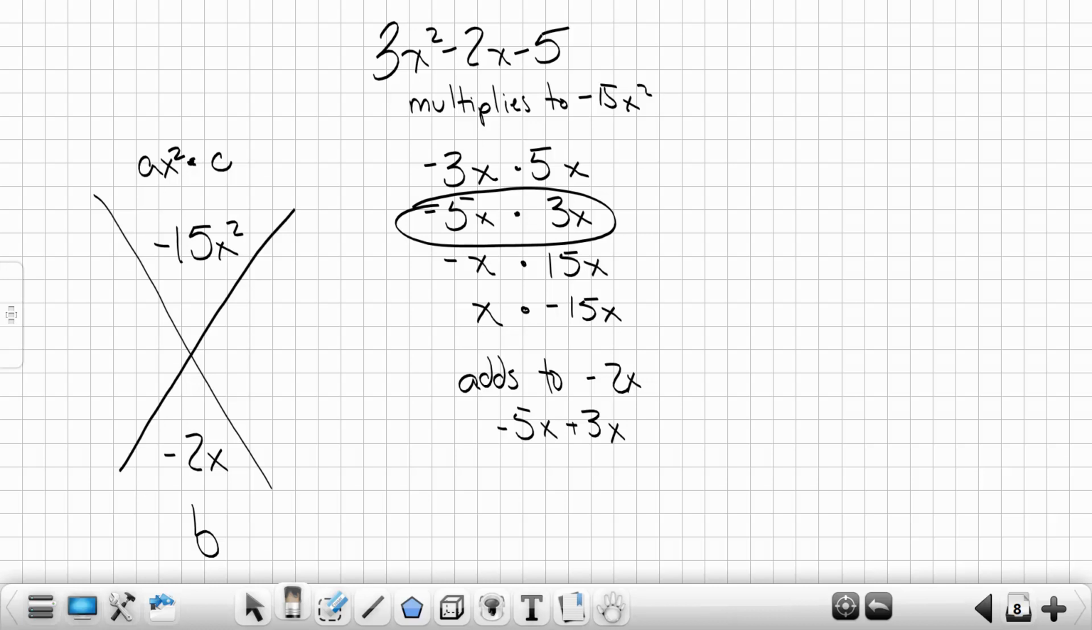Wait, how does negative 3x times 5x? Plus, I said. I didn't say times. I said, look at the sets. Look at the sets of numbers, right? Do any of these sets, if I add them instead, will they make a negative 2x? Which is why I put down here, adds to negative 2x, and I put the plus sign between them.